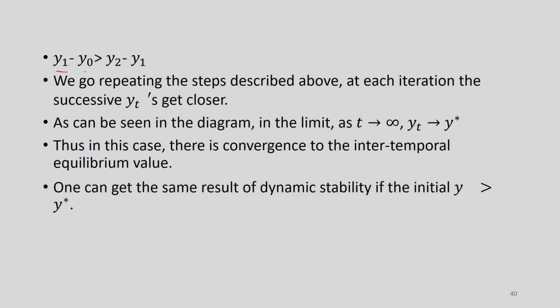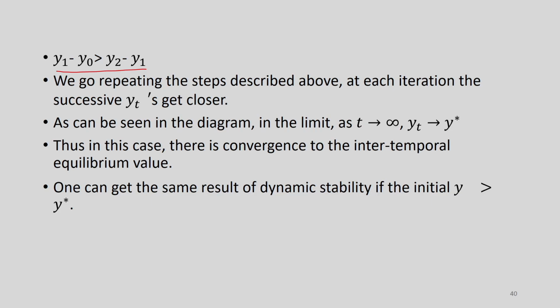So, that is what I have written here, y1 minus y0, which was the first increment, is strictly greater than y2 minus y1. This was the second increment. So, likewise you can go one step further. The next stage will be y3 minus y2, and that y3 minus y2 will be further lower than y2 minus y1. We go repeating the steps described above. At each iteration, the successive y_t's get closer. That means the gap between the two successive y's keeps on declining.